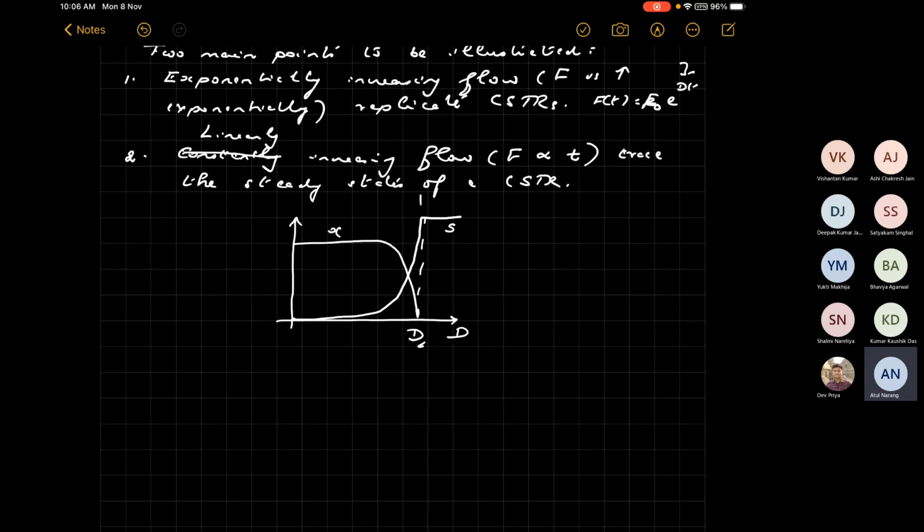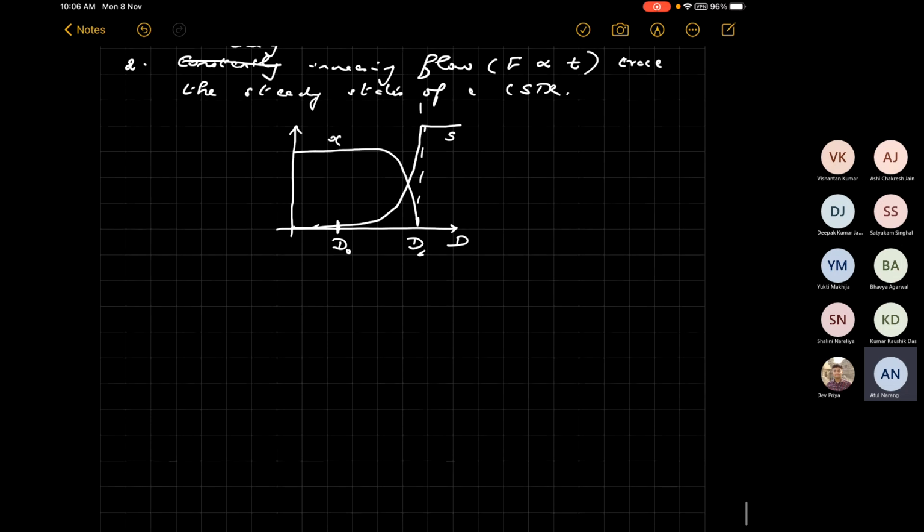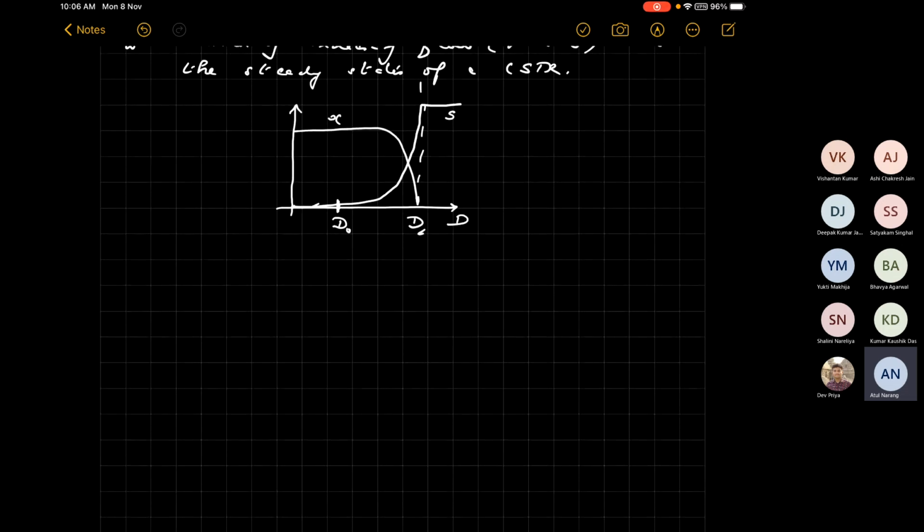Now, what we will find out is that in a constant fed batch reactor, basically what is happening is that you are starting from some D0, and this D0 is decreasing from its initial value. So when you start the fed batch culture, you have a certain dilution rate, and the dilution rate decreases very, very slowly. So slowly that you basically trace all the steady states of a CSTR. These are the two things that we want to show. So let's start by looking at the mass balances. So how will we show this?